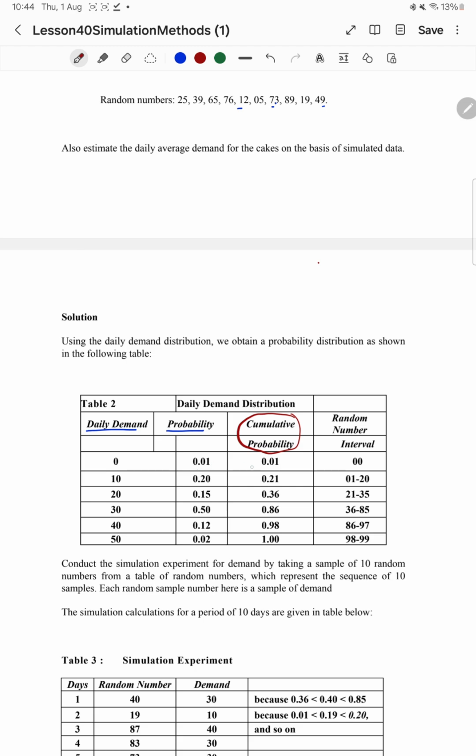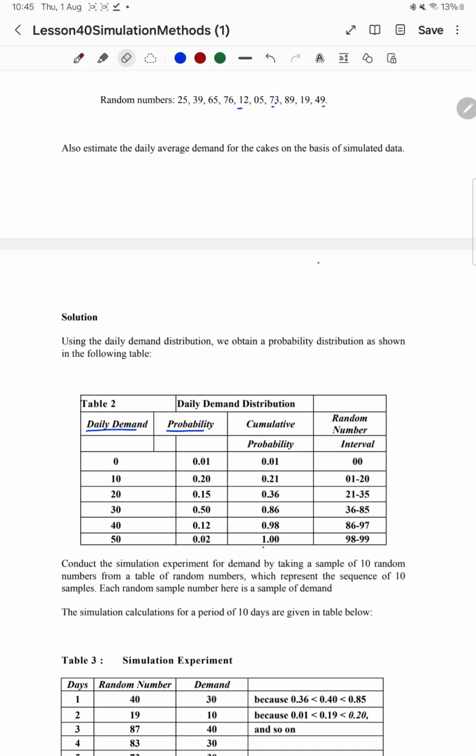First 0.01 we write as it is. Next is 0.01 plus 0.20, it becomes 0.21. Next 0.21 plus 0.15, 0.36. 0.36 plus 0.5, 0.86. 0.86 plus 0.12, 0.98, and this plus 0.02 gives 1. So this is the process of calculating cumulative probabilities. Once we finish the cumulative probabilities, then we need to find out random number intervals. It's very easy.